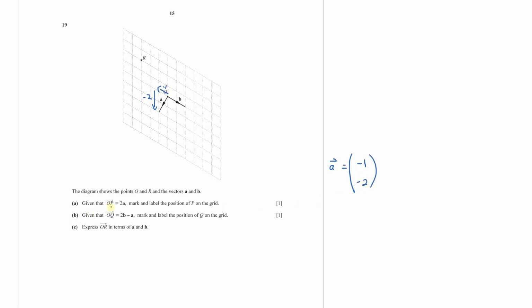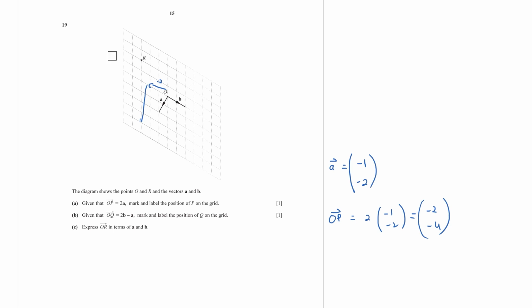So your OP is given as 2A. So your OP would be 2 times A, so 2 times (minus 1, minus 2), which gives me (minus 2, minus 4). So now I can easily mark the point P because I know its position vector is (minus 2, minus 4). I have to start from O, move 2 places to the left because of minus 2 in the x direction, and then I have to go down 4 places since there's minus 4 in the column vector. So 1, 2, 3, 4.